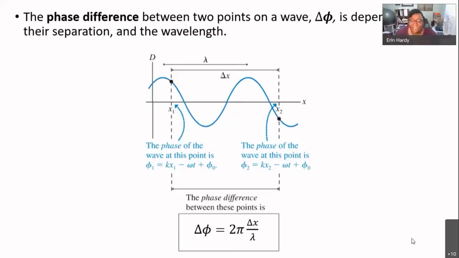So the phase difference between any 2 points on this wave can be calculated exactly the same way. If I were to find some point x3 somewhere on this string, I could find the phase difference between x2 and x3, or x1 and x3. Because this is exactly the same wave, I know for sure that k, omega, and phi naught are going to be the same for any 2 locations that I choose.